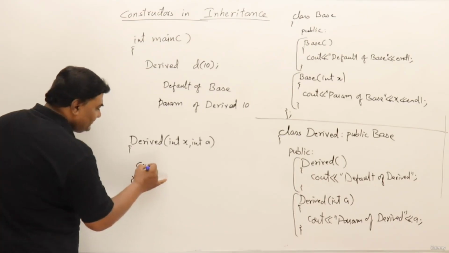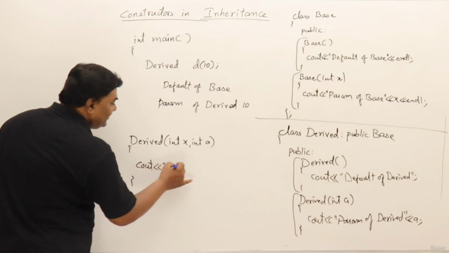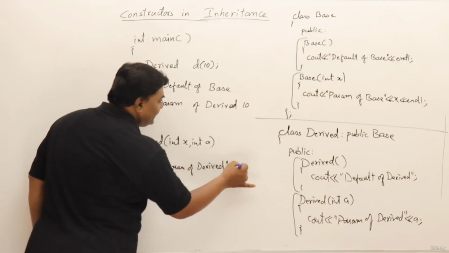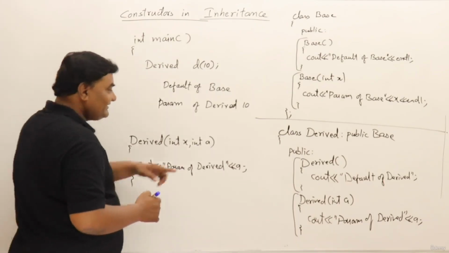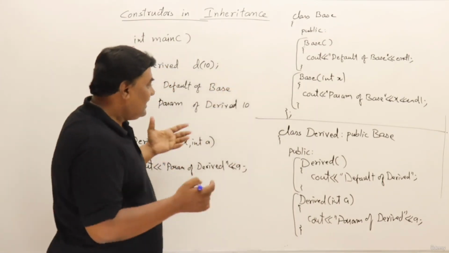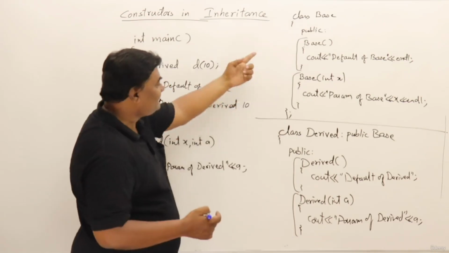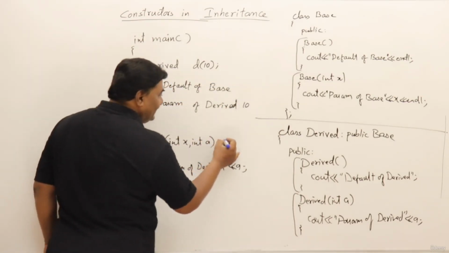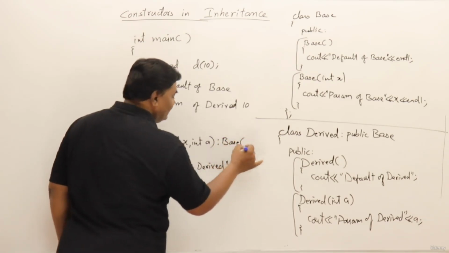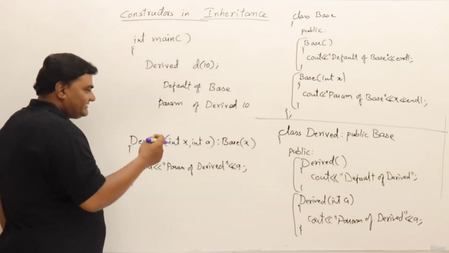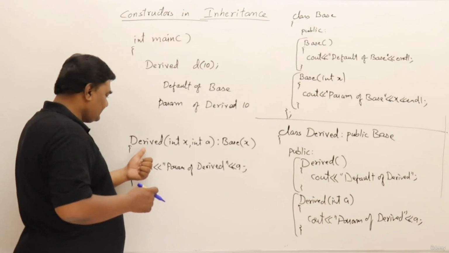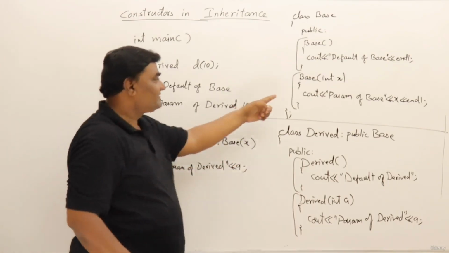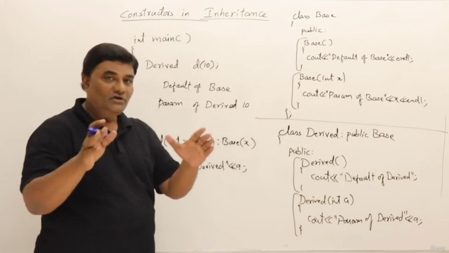Here I will say cout param of derived. Then it will display a. But what about x? This x I want to send to the base class. So how to send the parameter to the base class from derived class? Here itself, beside the constructor, write colon and say base and pass x. So from the derived class constructor, I am calling the constructor of base class, which is the parameterized constructor. Now you watch the flow.